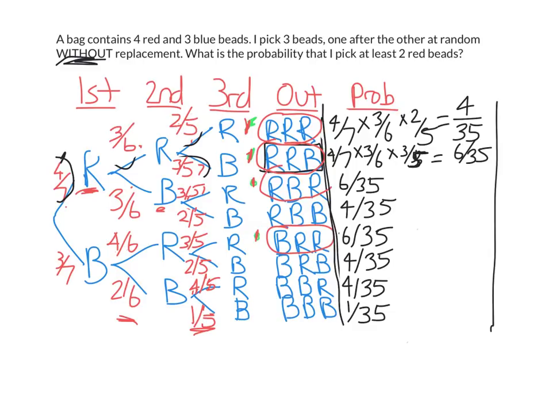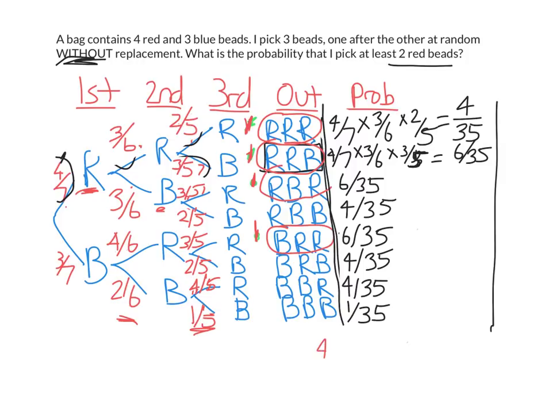So this has changed the probabilities. It's basically made it less likely that you'll get all 3 red or all 3 blue. The probabilities have slightly changed. So what's the probability I pick at least 2 red beads? Well, I'm still talking about the same outcomes, this one, this one, this one, and this one. And as I did before, I add them together.